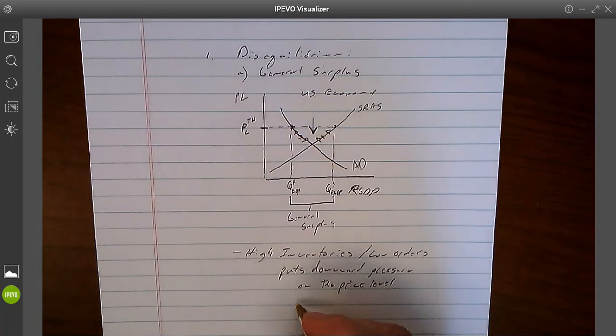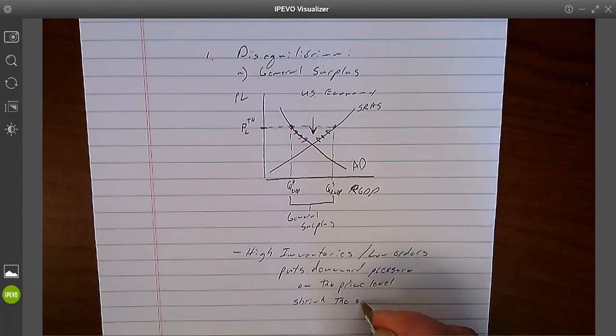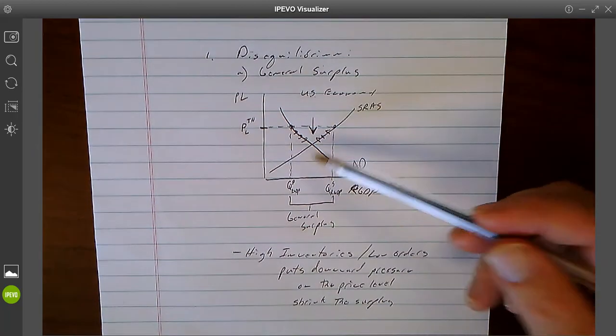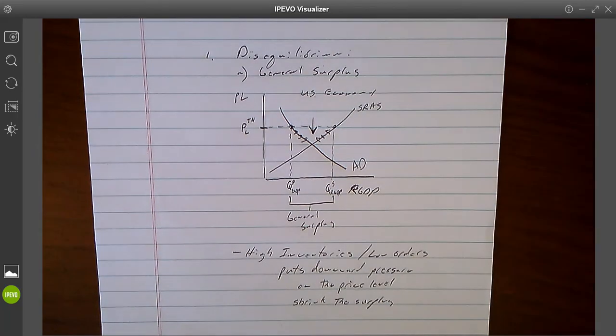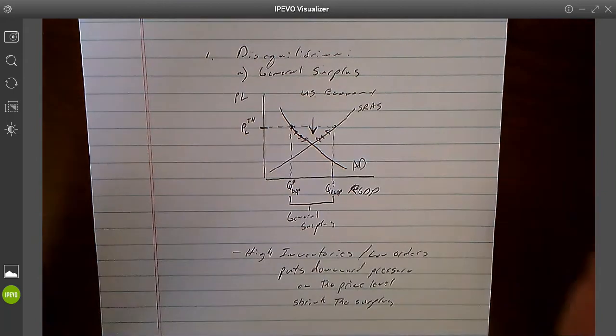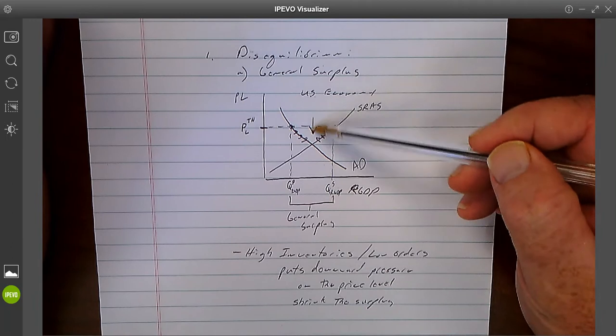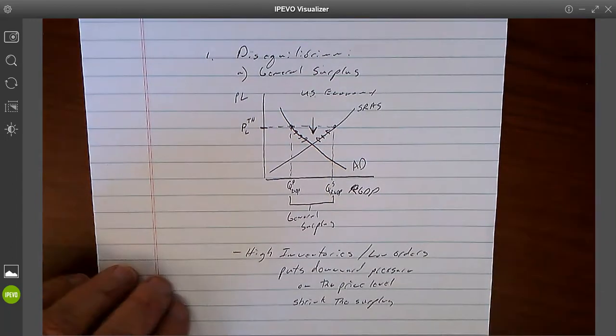Okay? And this is going to shrink the surplus, as we've seen, as we just described. That's one type of disequilibrium. And what is this disequilibrium going to do? Force prices down.